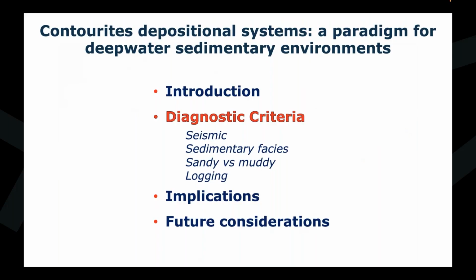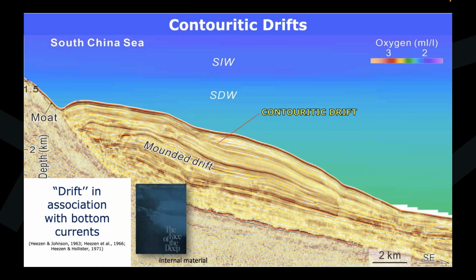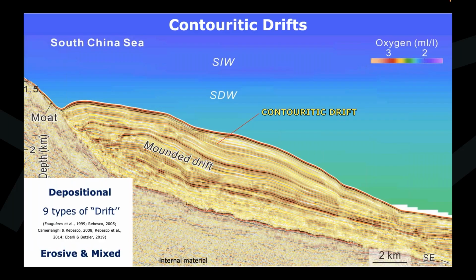So what are the criteria of the main ones? Normally we use drift for the larger bodies of sediment affected by water masses and bottom currents. This is a drift from the South China Sea, and the term was defined in the 60s by Heezen and Johnson in this fantastic book, The Face of the Deep. And there are different types of drift. Nine types of drift are considered in the literature. Probably there are more that are less known, but we all assume that at least there are nine types of drifts.